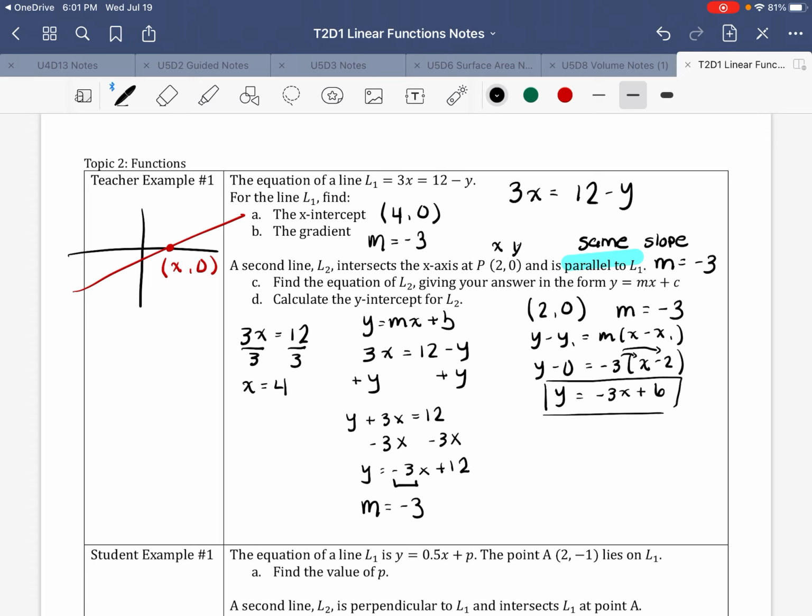in slope-intercept form. And then lastly, it says calculate the y-intercept for L2. Because it's already in slope-intercept form, we know that that 6 value is your y-intercept. So we can say that it is at (0, 6). But if you weren't sure and you wanted to double check, we can also plug in 0 for our x value. So we can do y equals negative 3 times 0 plus 6. That will cancel out, and then you'll get y is equal to 6.